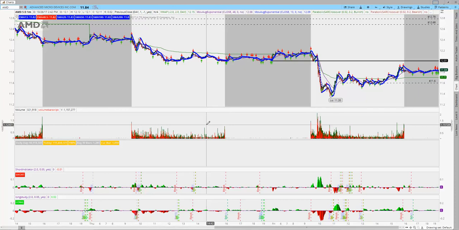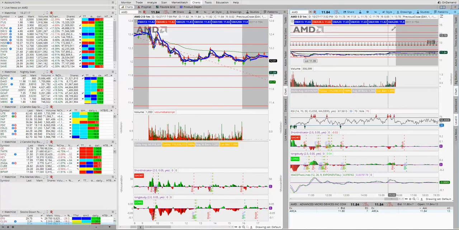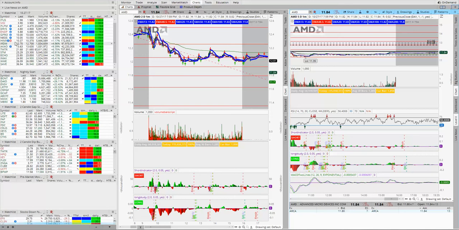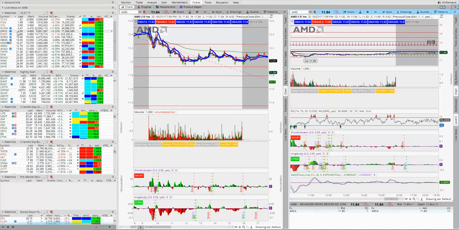I took a short on AMD, which was a killer short, and I took a long and a short on Twitter. So let me lower that down. This was my watch list for Friday. Twitter was on it, but AMD wasn't. But I've been watching AMD closely. I should have put it on here because it's just been tanking.